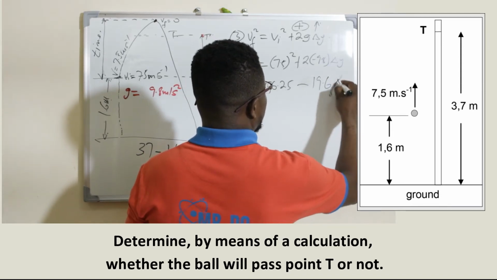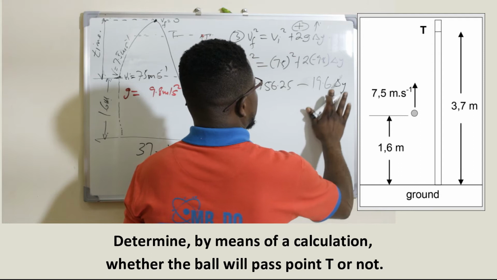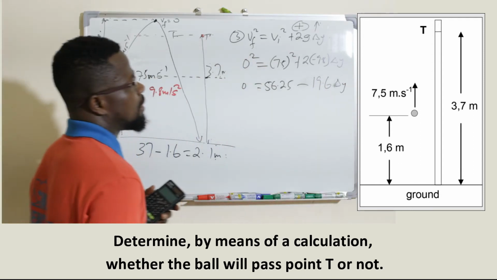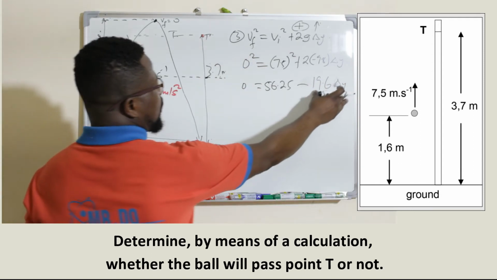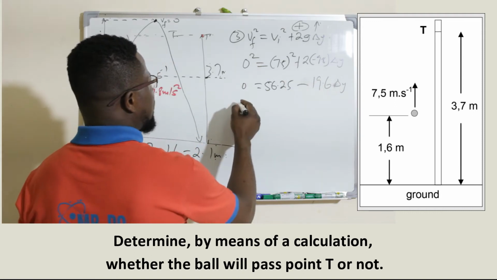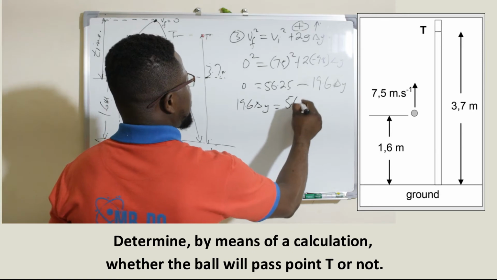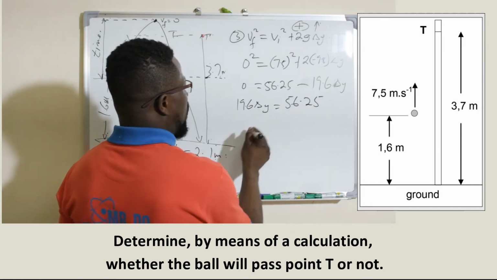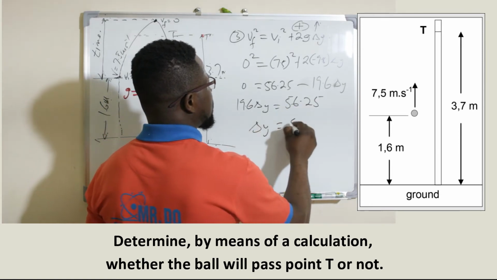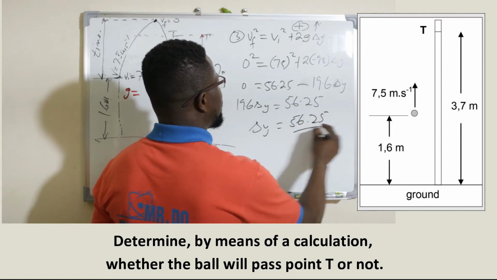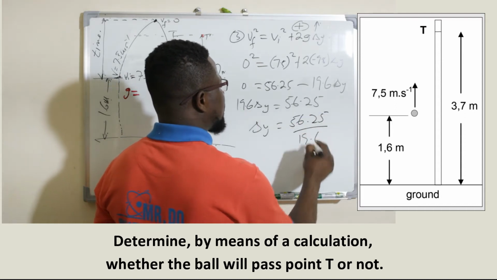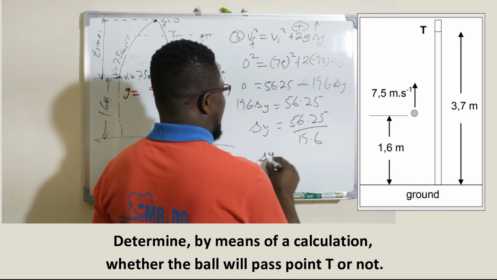Okay, let me still use the change in y. So this is the value that we have there. And now I want to look for change in y, so I'll transpose that. So 19.6 change in y is equal to 56.25. And I want change in y, so therefore that is 56.25 divided by what? 19.6.